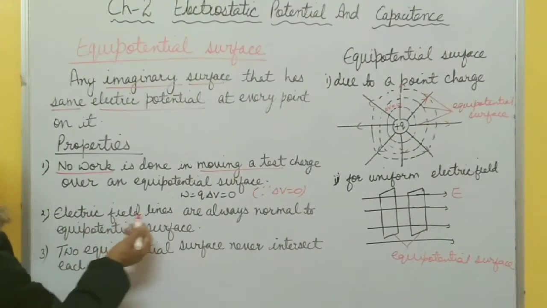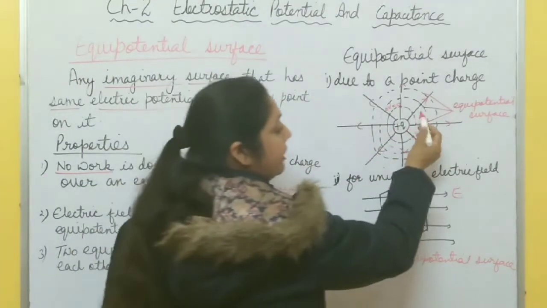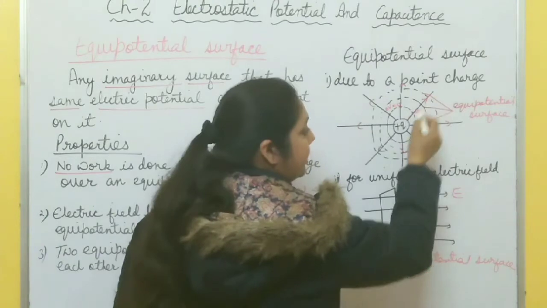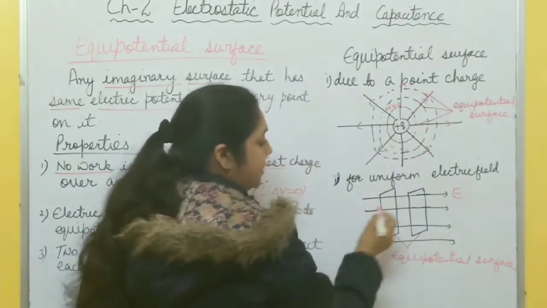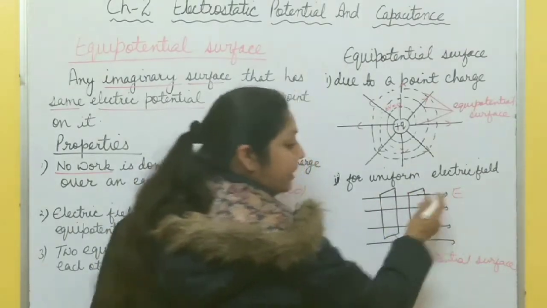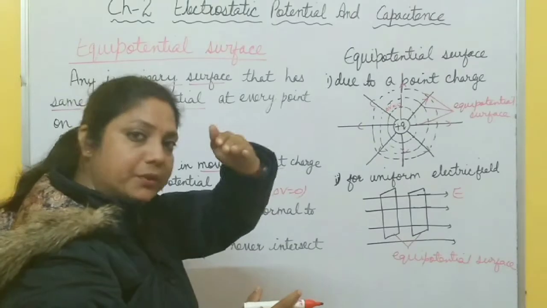Second, electric field lines are always normal to the equipotential surface. This one is the electric field lines and this one is the equipotential surface. The field lines are always normal to this surface. This one is the equipotential surface and this is the electric field lines. The field lines are always normal to that surface.